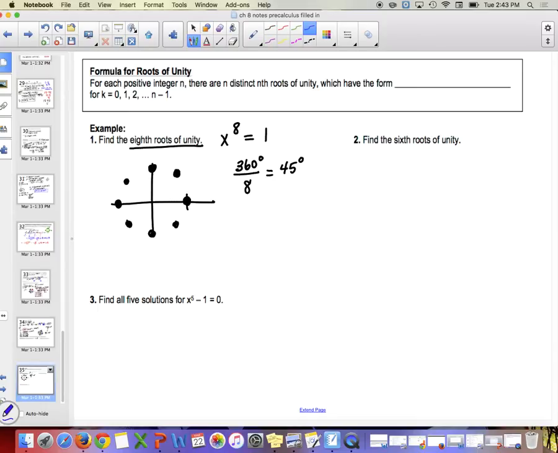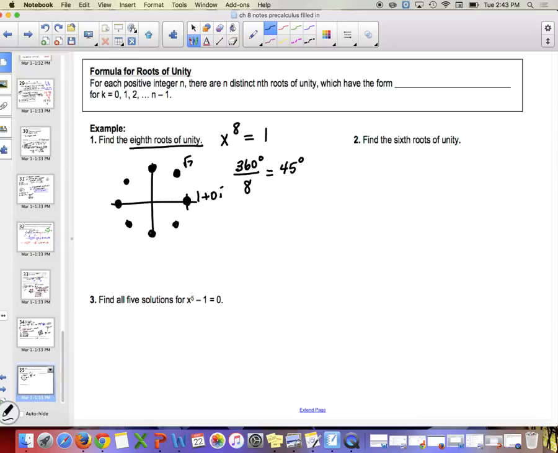So with these roots of unity ones, I expect you to be able to write them in A plus BI form, because you know what? It's unit circle values. That's all you're doing. Roots of unity involve the unit circle. So this first one is going to be the point 1, 0.